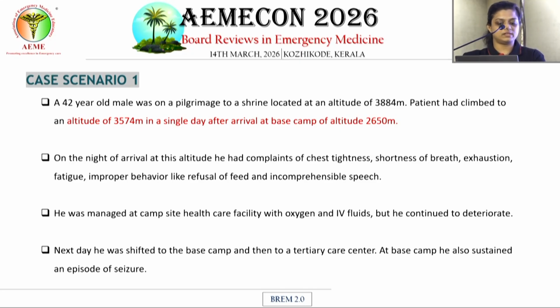On the night of arrival, he had complaints like chest tightness, shortness of breath, exhaustion, fatigue, and improper behavior like feed refusal, non-specific complaints basically. He was managed at the base camp with oxygen and IV fluid, but the patient continued to deteriorate. So the next day, he was shifted from the base camp to a tertiary care center, and they reported that he also sustained an episode of seizure at the base camp.